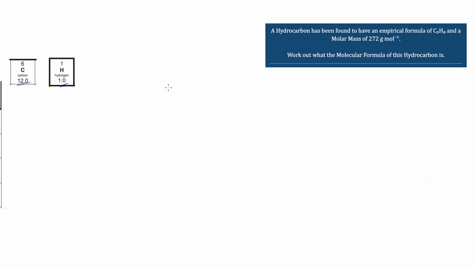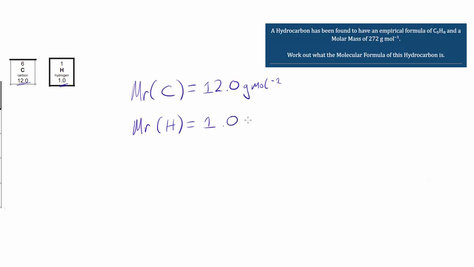So I'm just going to write this here. The Mr, so that's the molar mass of, let's do carbon first, right? So molar mass of carbon is going to be 12.0, and that's going to be in what units? It's going to be in grams per mole, okay? And similarly, the molar mass for hydrogen is going to be 1.0 grams per mole, okay?